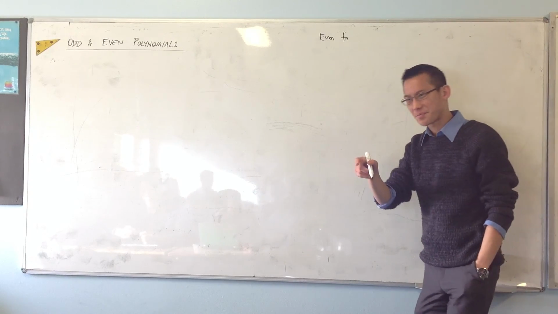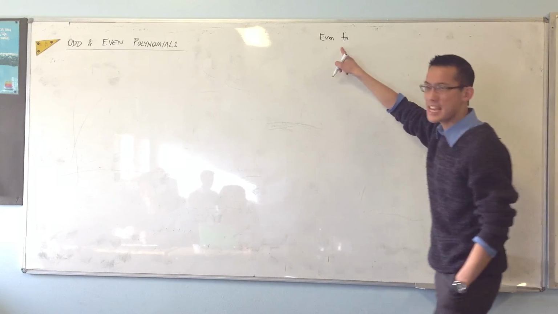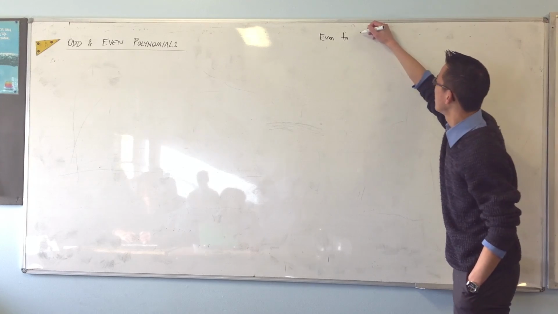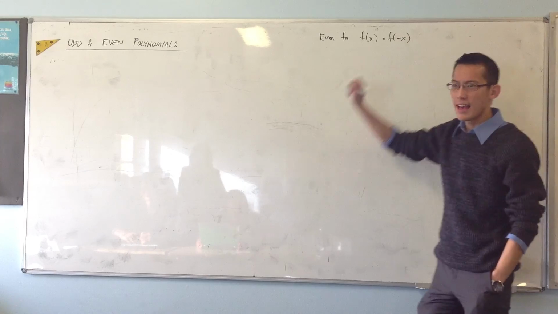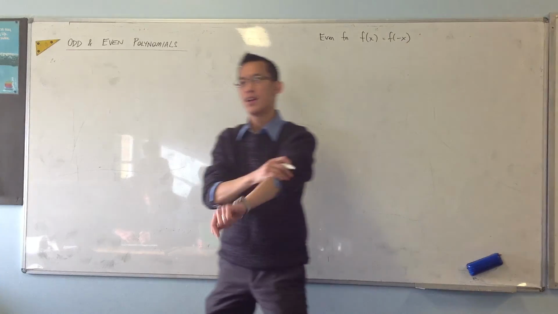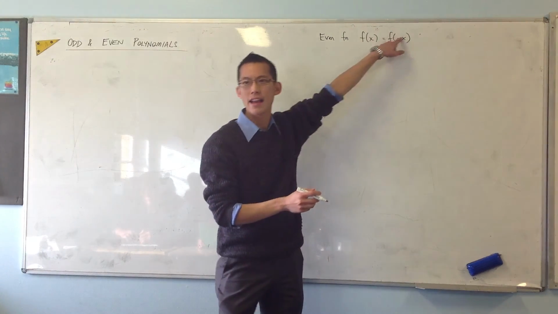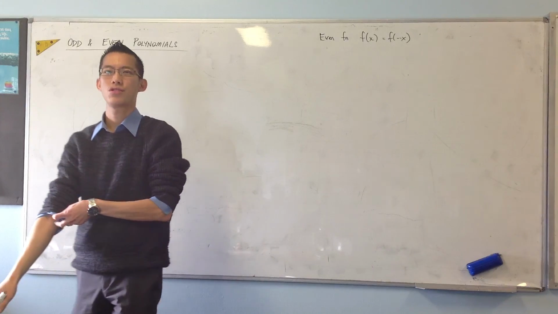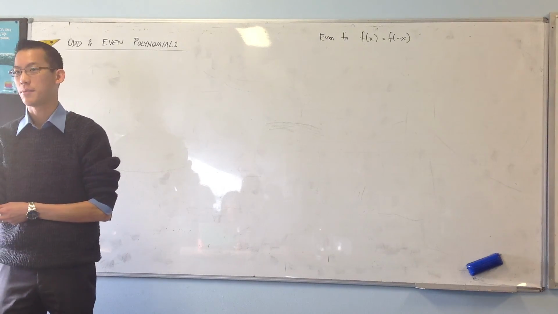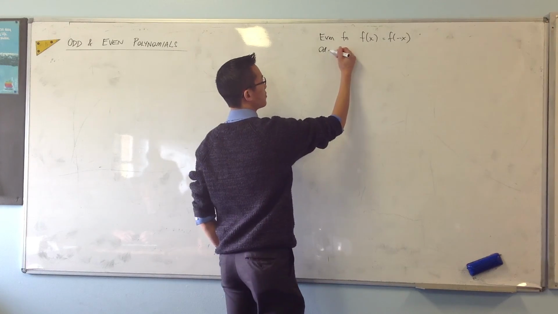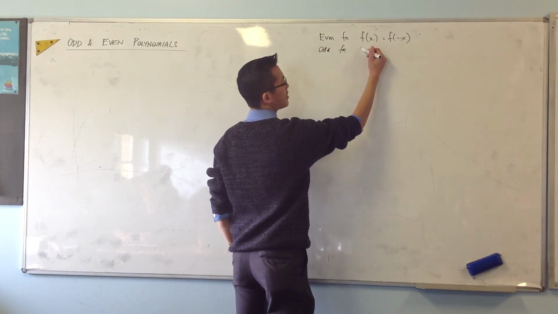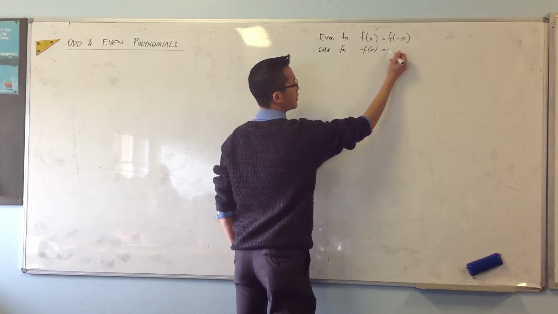So if you have an even function, we would say that f of x and f of minus x are both the same. So if you take a value like 5 and minus 5, and you evaluate it, you'll get the same value, right? And odd functions have a different kind of symmetry.